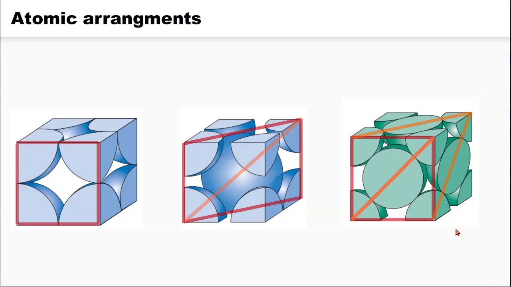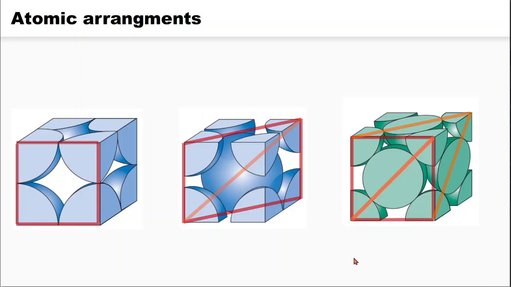Now let us look at the arrangement of atoms in these structures. Essentially, we find that the atoms are lined up, that is, touching each other along the cube side in the simple cubic structure. On the other hand, the atoms are lined up in contact with each other along the body diagonal in the body-centered cubic structure and along the face diagonals in the face-centered cubic structure.